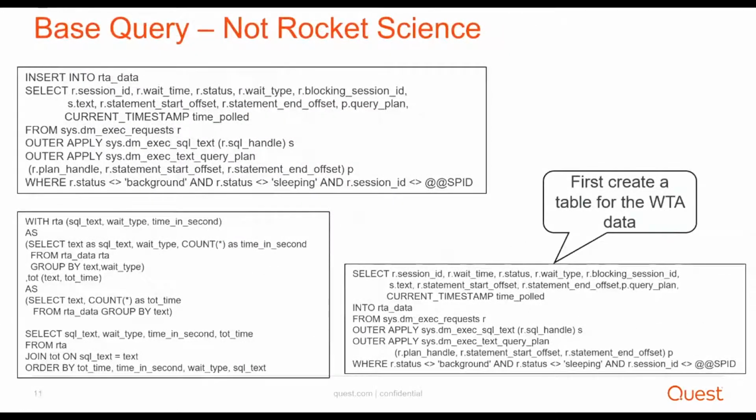Now, like I said, the session level information is not rocket science. You can run this query. I first created it with, I'm kind of lazy, a select into my RTA data table. And I'm just selecting all that information I had in my first query and adding a timestamp. And you see my where clause is the same. And then I just run this insert into RTA at some interval. And like I said, I like to do it every second. And then I use this little CTE to get the data out of it.